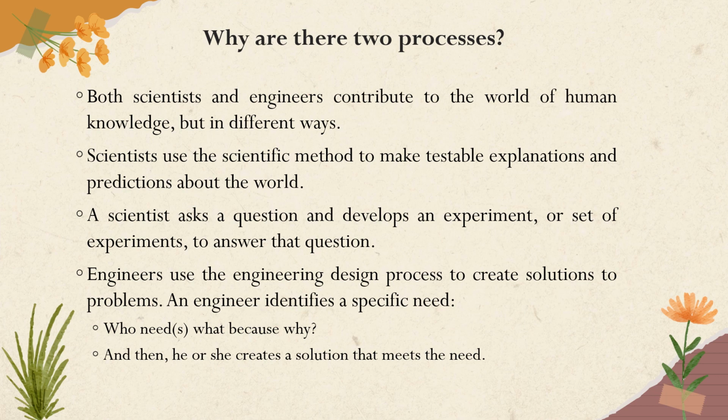So why are there two processes? Why do we need two processes? Both scientists and engineers contribute to the world of human knowledge, but in different ways, as we have seen. How do scientists contribute? They use scientific methods and then they make testable explanations and predictions about the world. A scientist asks questions and develops an experiment or set of experiments to answer that question, whereas engineers use the engineering design process to create solutions to existing problems. So an engineer identifies a specific need that he converts into a problem statement. Who needs this and why? And then he or she creates a solution to meet that need.